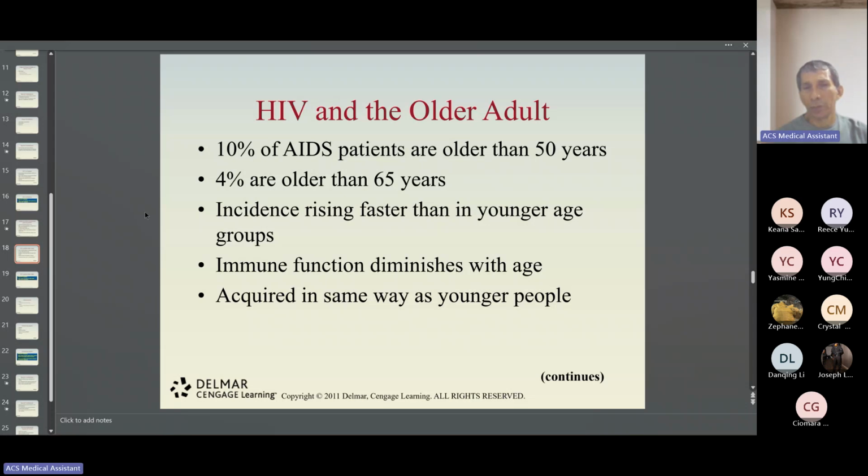As we grow older, the immune system weakens. So that's another risk. The fact that you are older does not imply that the virus is not going to invade your body. You have to take the same precautions as a younger person. See, it says right there, 10% of AIDS patients are older than 50 years old, and 4% are older than 65. So that's a lot.